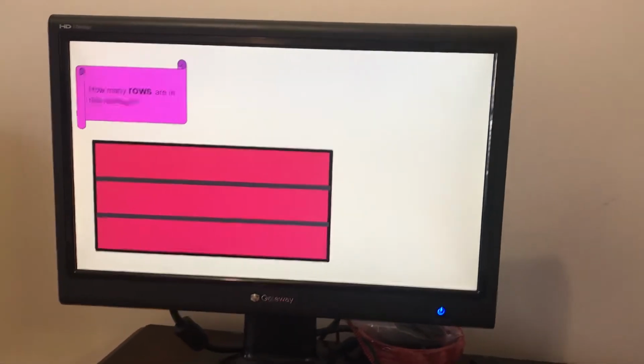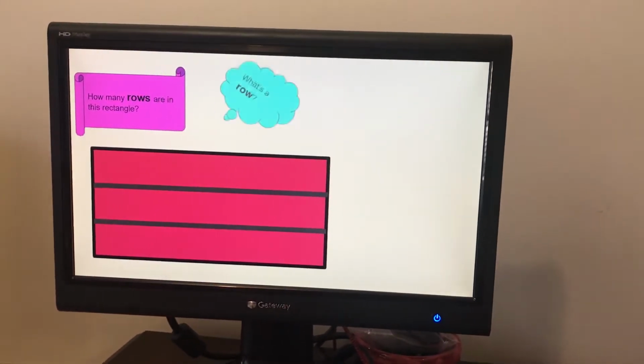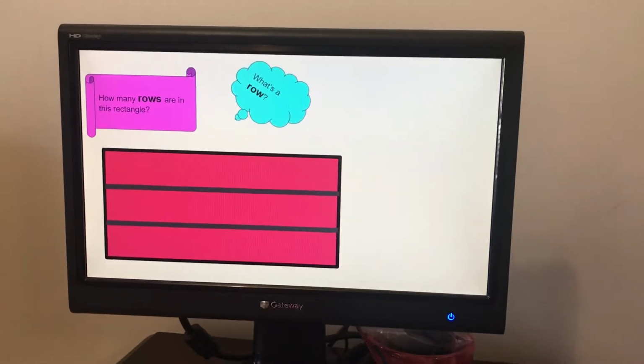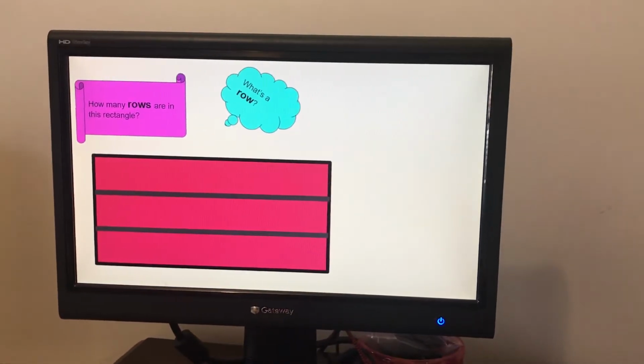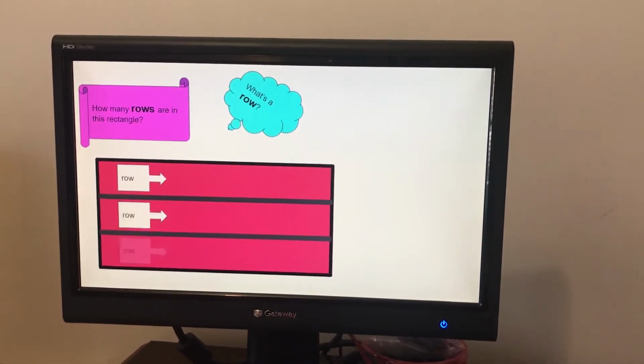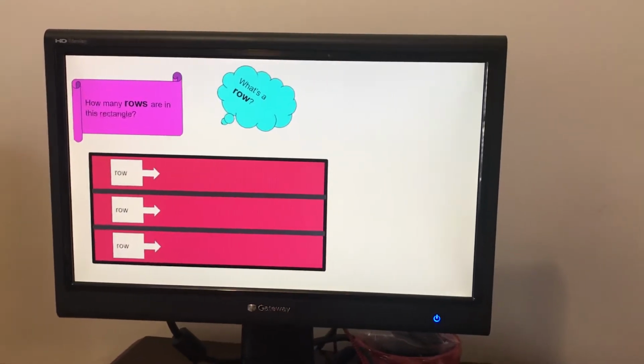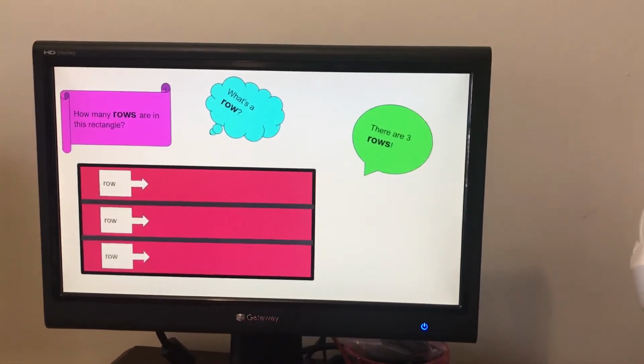Next, how many rows are in this rectangle? Well, again, the first thing I need to ask myself is, what's a row? If you watch that video, you should know that's a row, that's a row, that's a row. So, how many rows are there? Easy, right? There are 3 rows.